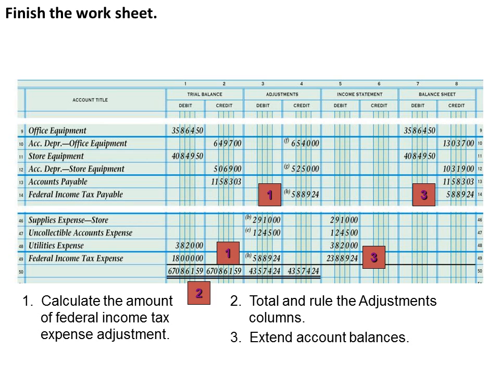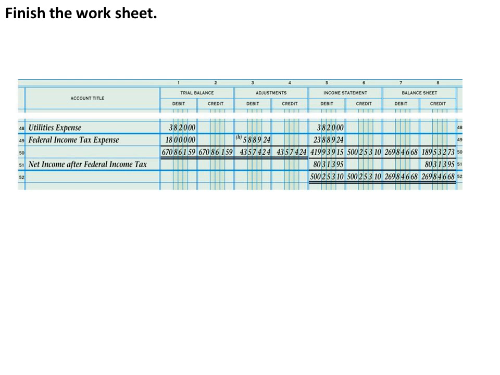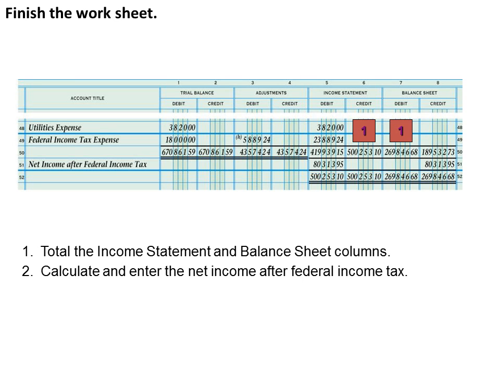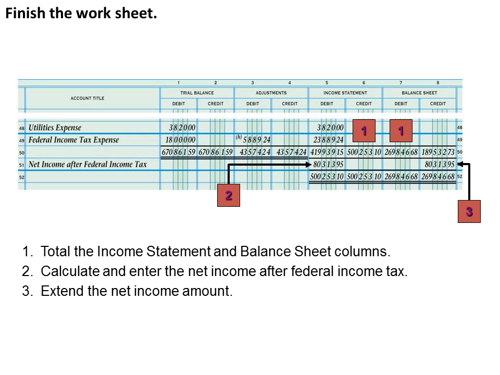Also the federal income tax expense will be extended to the debit income statement column. Then to complete the worksheet, ultimately we're going to total the income statement and balance sheet columns. Now you will notice when you do total them that the debits don't equal the credits, and that's okay because we are ultimately trying to find net income or net loss, and so they won't equal. But once we calculate and enter the net income after federal income tax, which is ultimately our $80,313.95 in this case, that will make our debits equal our credits.